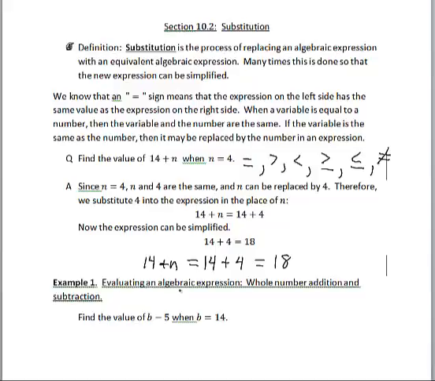Okay, example 1, evaluating an algebraic expression, which is exactly what we just did. Okay, whole number addition and subtraction. So they give us this expression, b minus 5, and we want to evaluate that. Okay, well, we're told just immediately afterwards that b equals 14. So we can take this expression, write equal to, and in the place of b we write a 14, and so we're subtracting 5 from 14 and we get an 11.